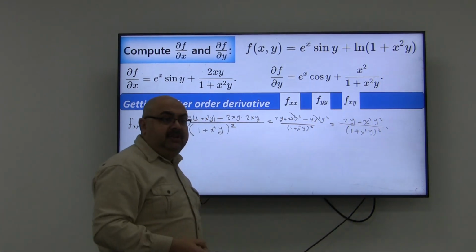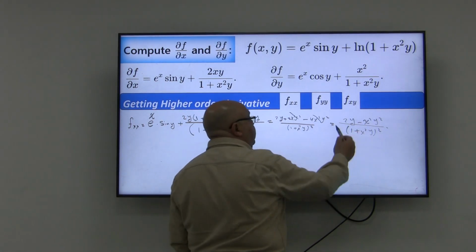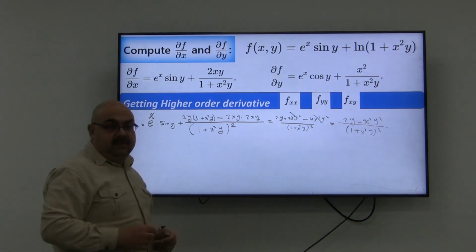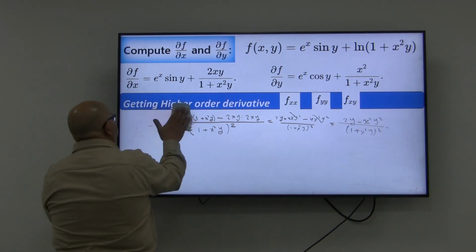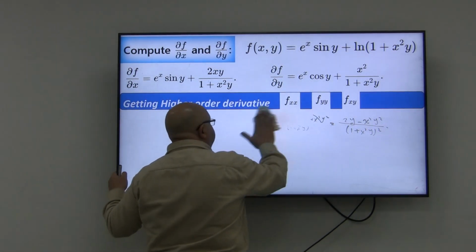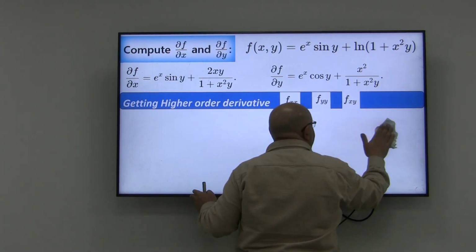I can simplify it even more, taking y as a common factor. You can do a lot of things. See? So really, once more, I can find the first derivative as you will see.